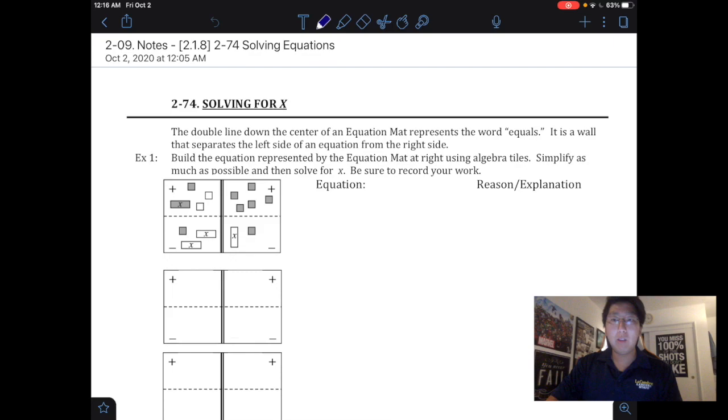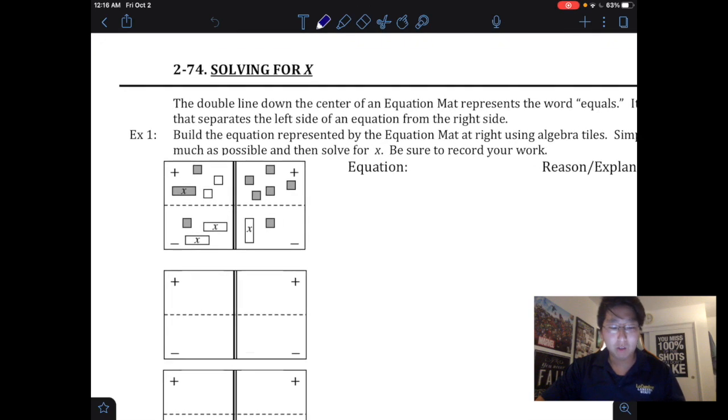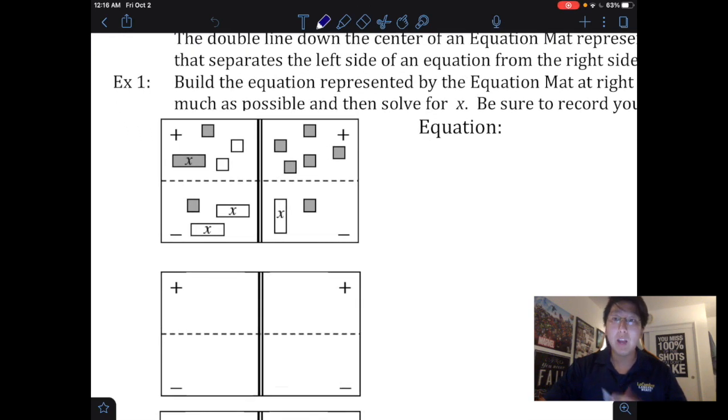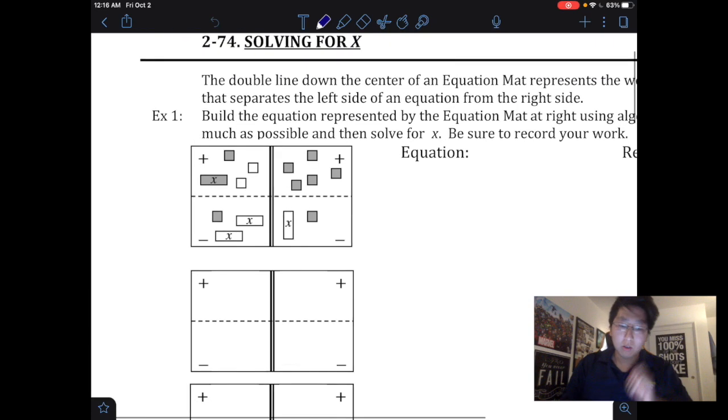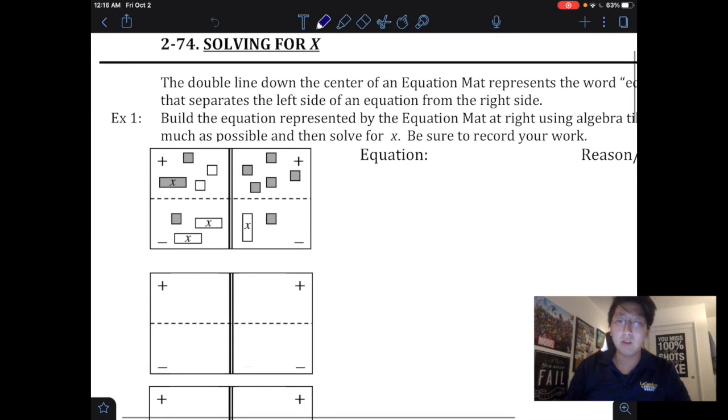So, everything we've done so far, you guys should feel comfortable with these expression mats, and we've been asking you which side is greater. That's what we've been practicing up to this point. But from now on, we're going to notice that there's a double line down the center of the expression mat.